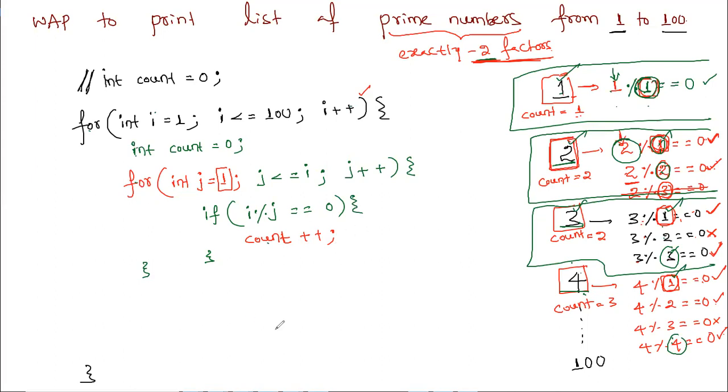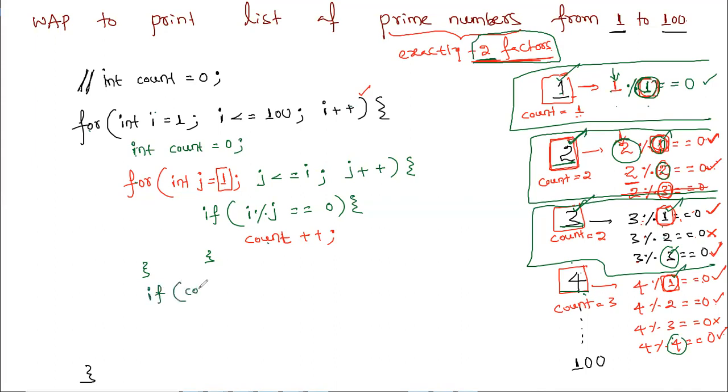So after every iteration, what do we have to do? We have to check whether the number of factors is 2 or not. If it is 2 factors, what can we say? We can print that the number is prime. Correct or not? So for that, I am writing it outside the inner for loop, still inside the outer for loop. So here I am checking one condition.